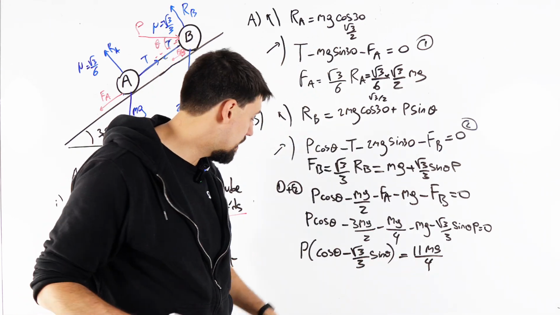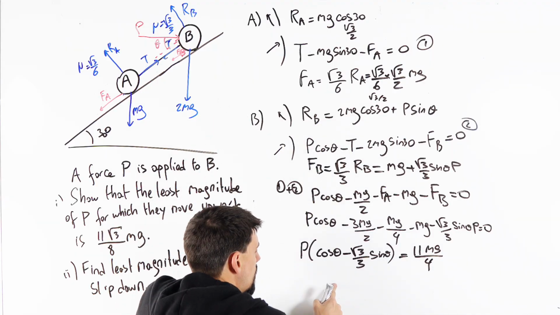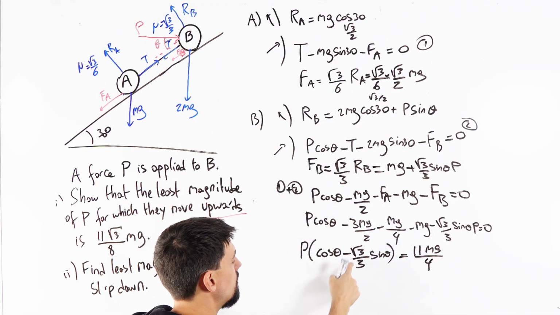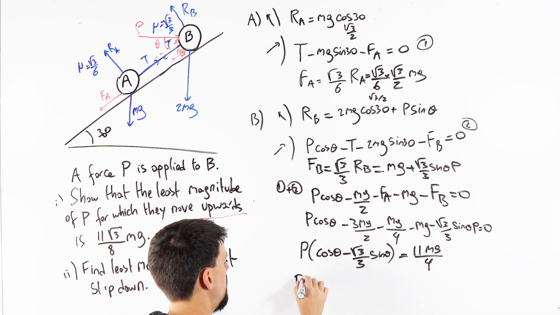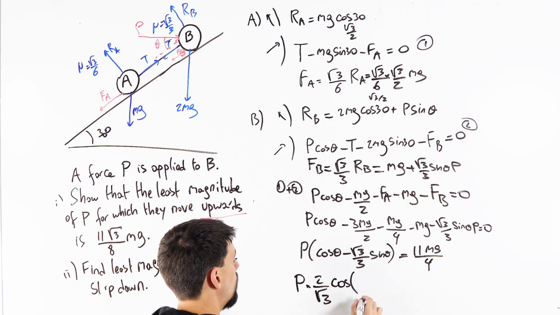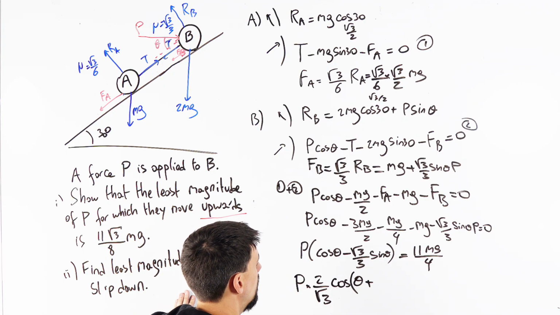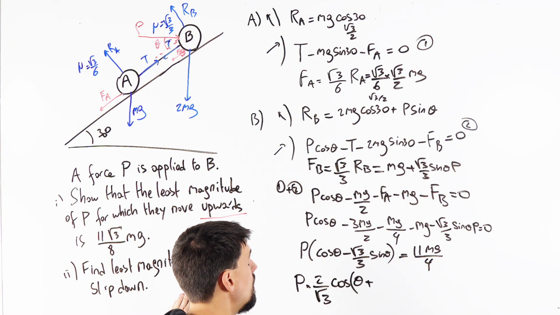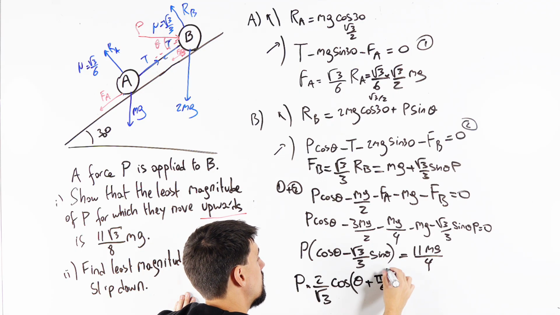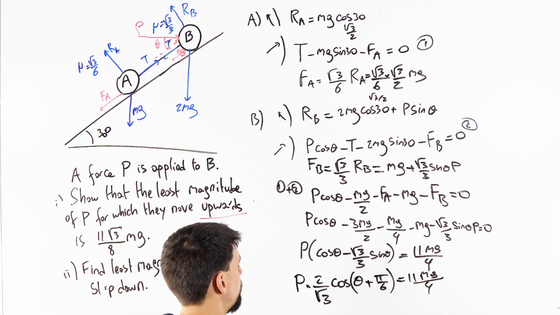Now this thing here we're going to turn into harmonic form. So r squared is 1 squared plus 1 over root 3 squared, so that's 4/3. So that's P times 2 over root 3 cos of theta plus, tan is root 3 over 3, which is the small one, so that's pi over 6.